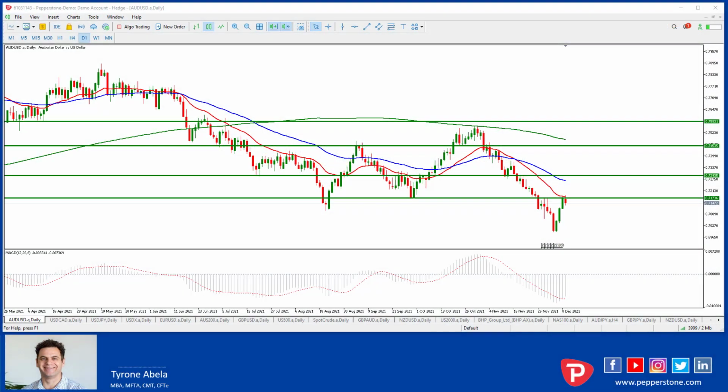So I'll start out here with the Aussie USD, and you can see that last week's trading pushed it all the way down to the 70-cent zone that we actually really wanted. That was our main target, and it hit it pretty much to the pip, so that was really good. What we saw then, of course, was a bit of a reversal.